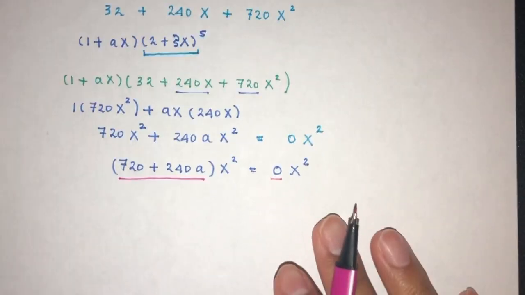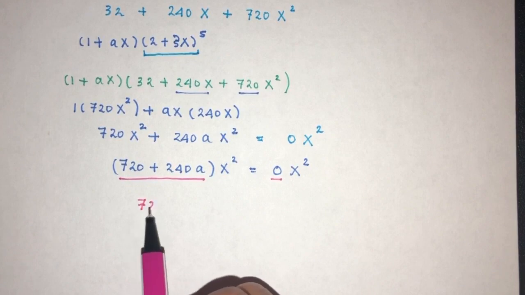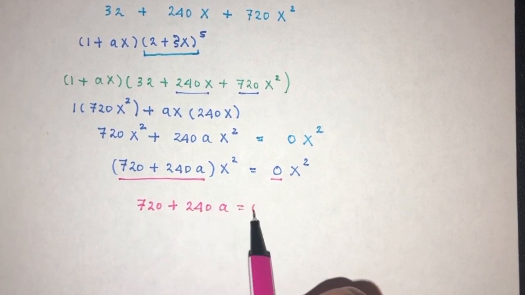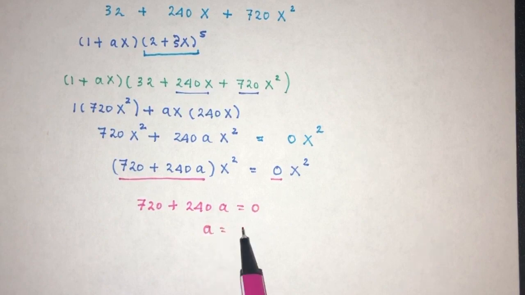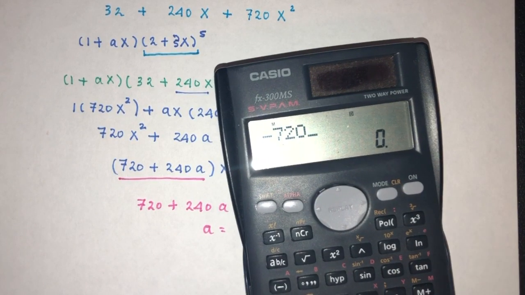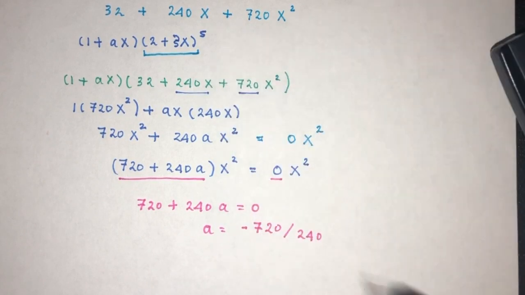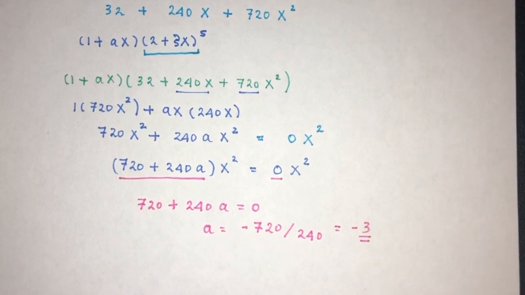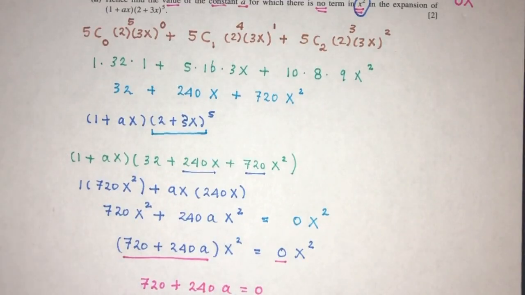So as you can see, 720 plus 240a has to be 0, which means a has to be minus 720 divided by 240. That is minus 3 as your value of a. As we can see, step by step how we were able to find that value.